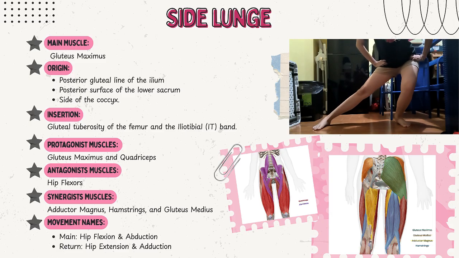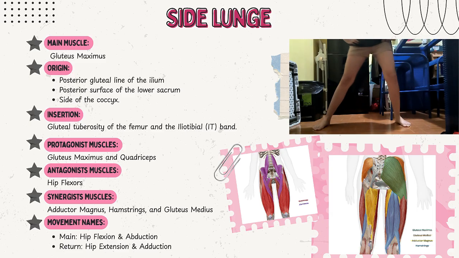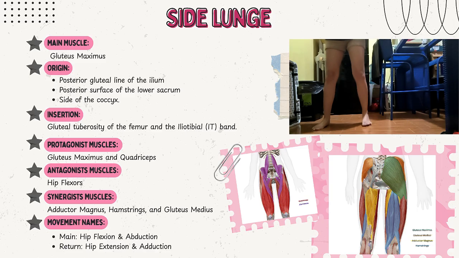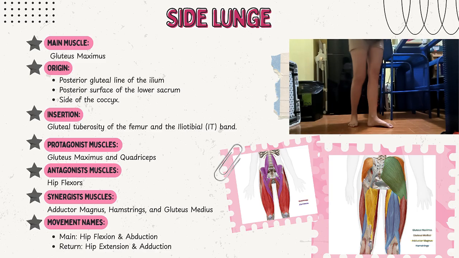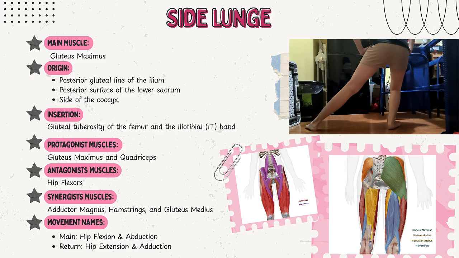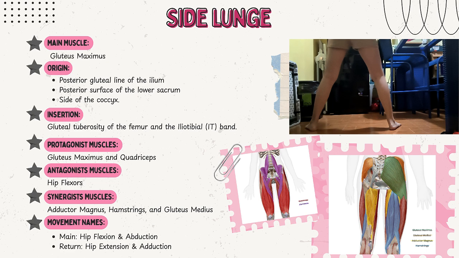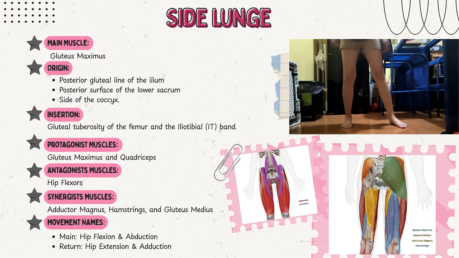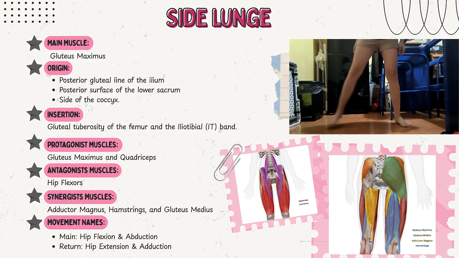In the main movement, the descent, the hip flexion and abduction are controlled by the quadriceps and the gluteus maximus acting eccentrically, lengthening under tension to lower your weight, while the gluteus medius stabilizes the hip as it moves away from the midline. As you transition to the return movement, the ascent, the gluteus maximus and quadriceps act as the protagonists to drive hip extension, pushing your body upward, while the adductor magnus provides that pull for the hip adduction to bring your center of mass back to the starting position.